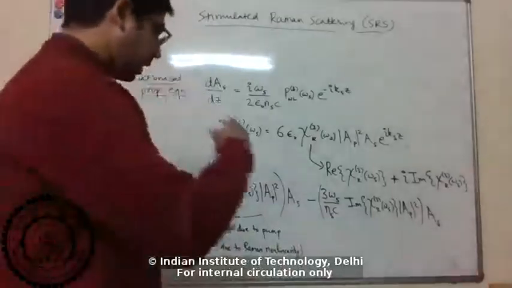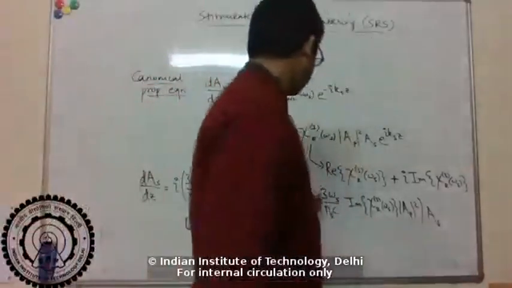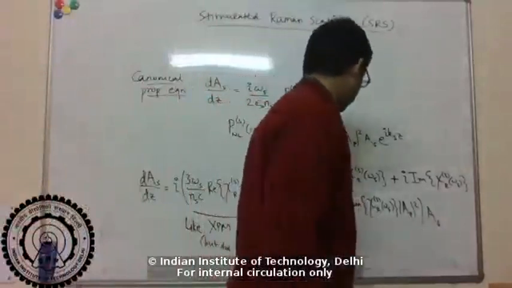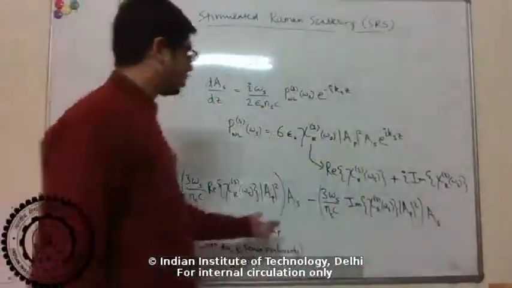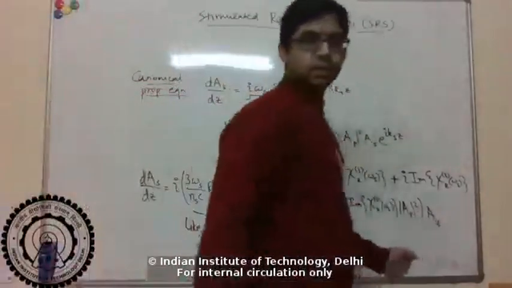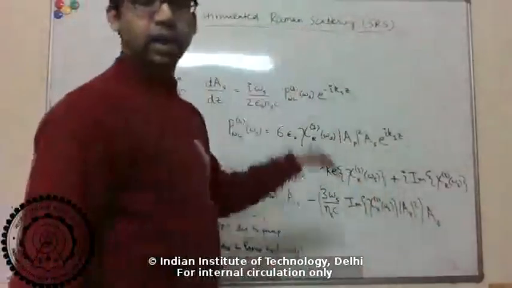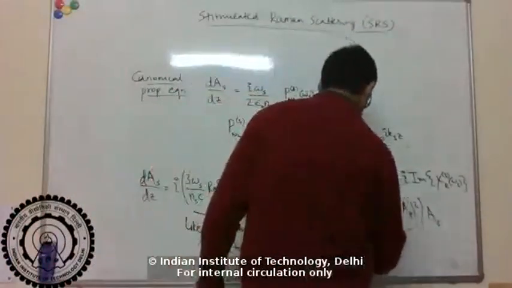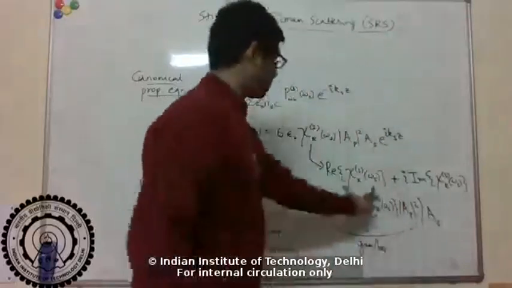Okay, and then this term here, you can see it doesn't have an i, right? So it's just a real quantity, which means you have dA over dz equal to some constant times AS, right? So depending on whether that constant is positive or negative, you will either get exponential gain or decay, right? So this is like a gain or loss depending on the sign of this, right?